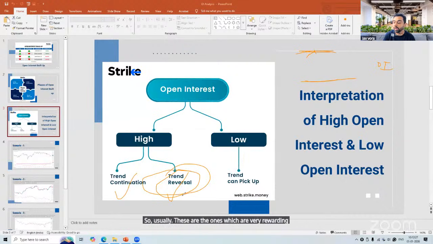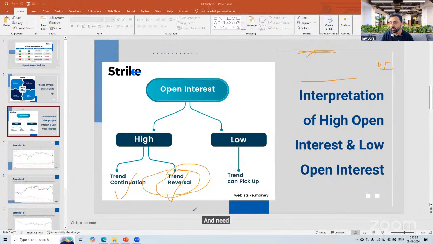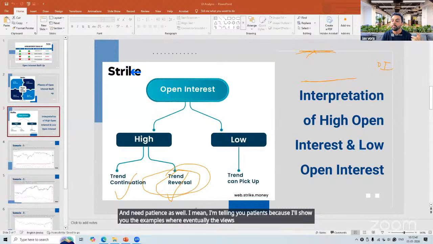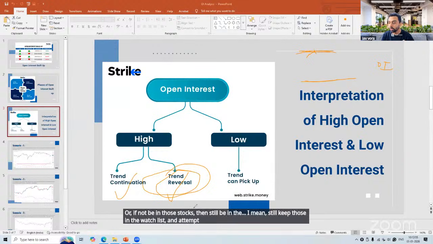But identifying this, of course, requires an art and needs patience as well. I'm telling you patience because I'll show you examples where eventually the views went right, but it required a brave heart to be in those stocks, or if not be in those stocks, then still keep those in the watch list and attempt to go long.